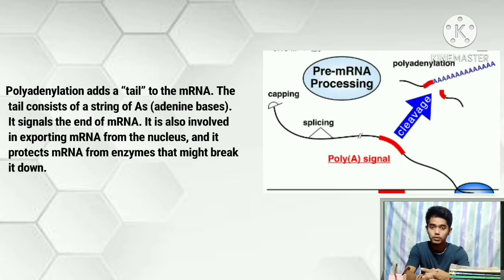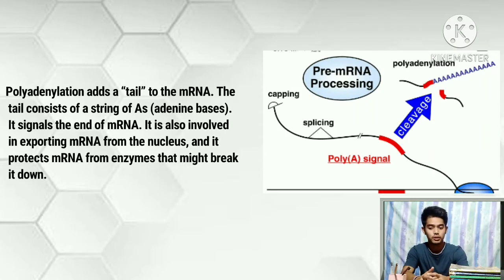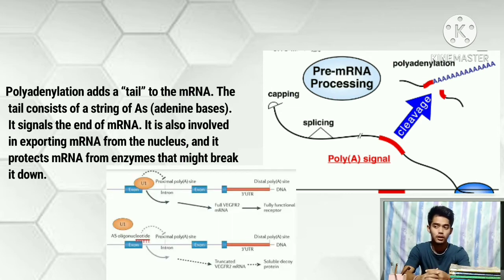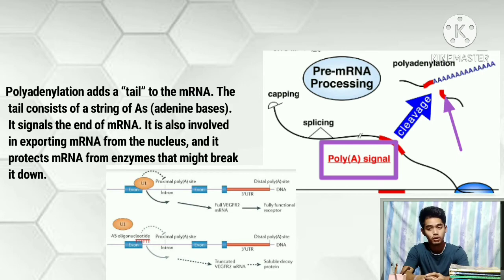Now, polyadenylation is a process that adds a tail to the mRNA. The tail consists of a string of A's, which means adenine bases. It signals the end of the mRNA. It is also involved in exporting mRNA from the nucleus, and it protects mRNA from enzymes that might break it down.